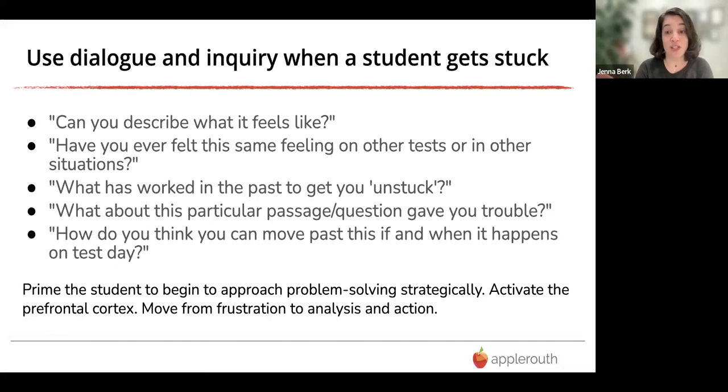I love those two questions because you're appealing to what have you done in the past that worked? Right? There are so many things that maybe they're not exactly a carbon copy of what happened, but you can think about what did I do in the past when I had this kind of problem? Did that work? What do I wish I had done differently? How can I apply that to now? Or what about this particular passage or question gave you trouble? Love asking that kind of question when I'm tutoring a student, right?